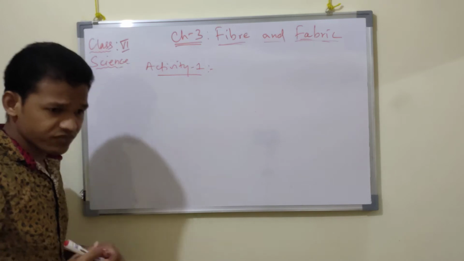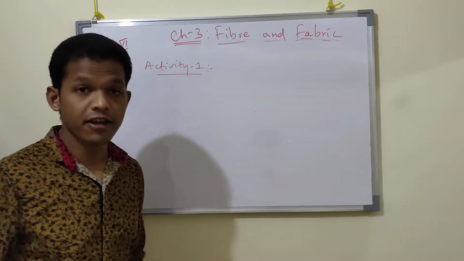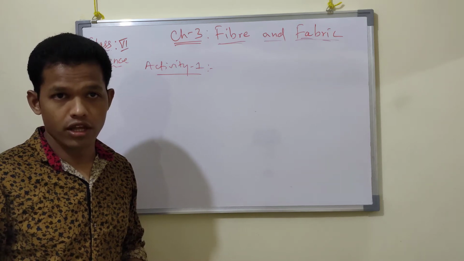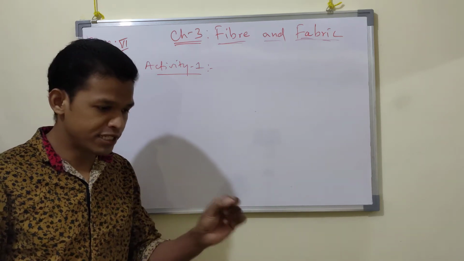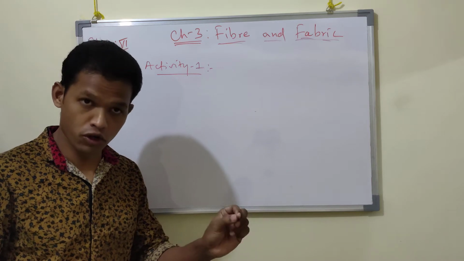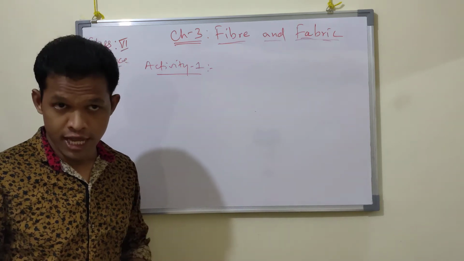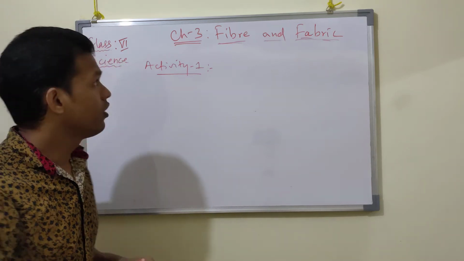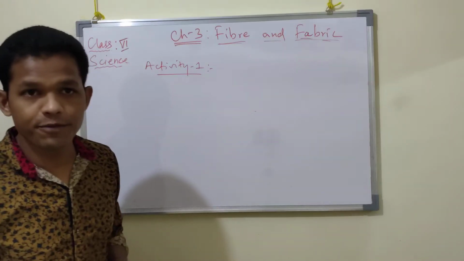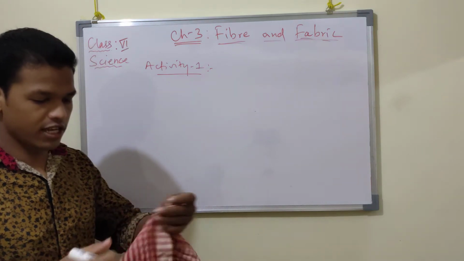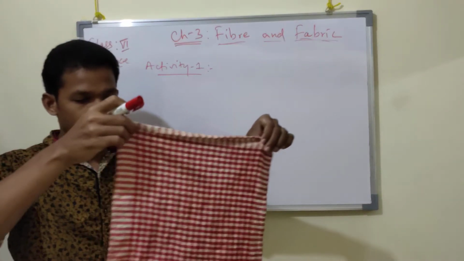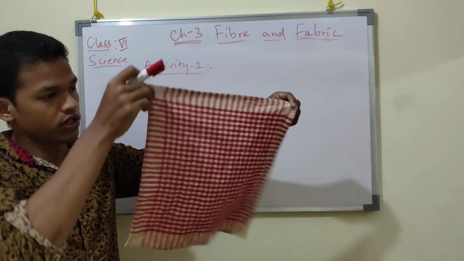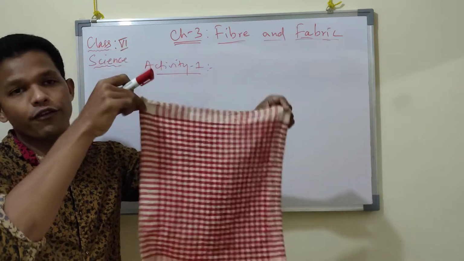It tells that if you visit any tailor shop, you will find pieces of cloth of different types of fabric. First of all, what does fabric mean? If you see here, this is a piece of square cloth. We can say this is a fabric.